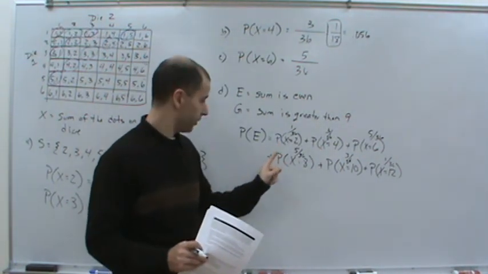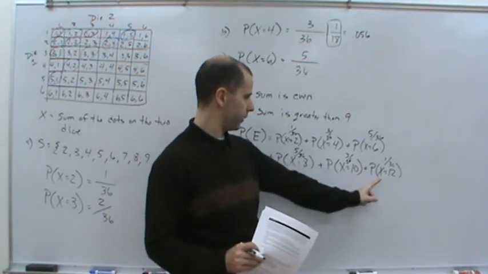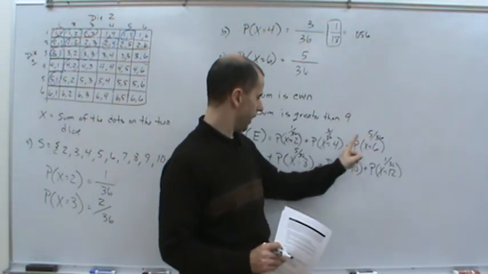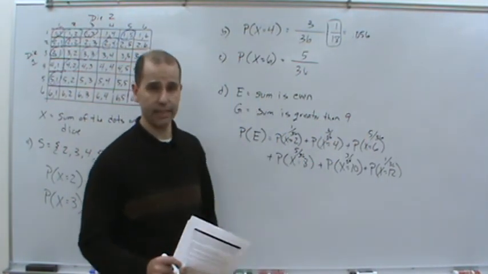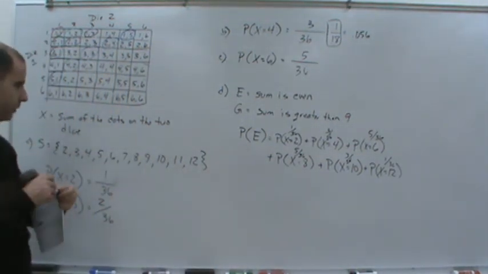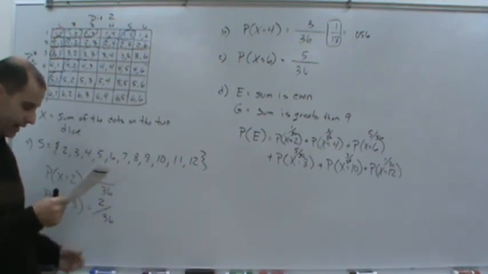Notice also something else. Notice how as you go from 2 all the way to 12, the probabilities go up and then go down by the same amount. It's symmetric. Okay, but we'll talk about that when we get to distributions. So that's how we calculate that one. So a couple of different ways to attack that one.